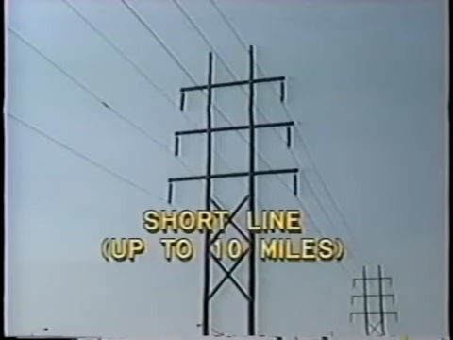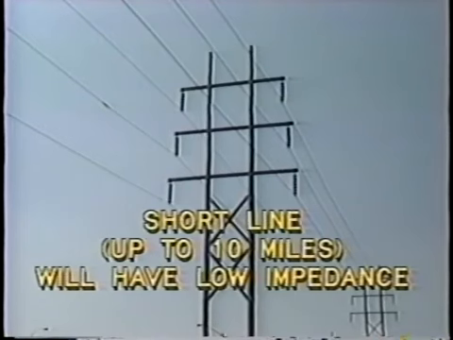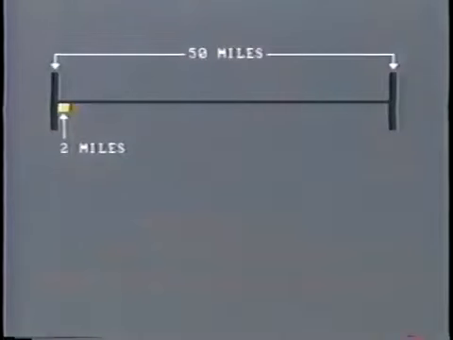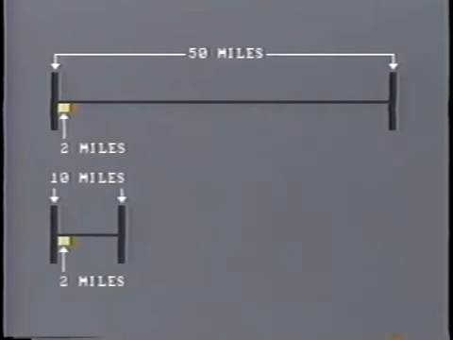This is used where the distance between each end of the line is quite short, say up to 10 miles. Indeed, at this short distance, other forms of protection, such as overcurrent or distance relays, are not very effective. Why is this? The problem with the distance relay is that the short transmission line will have quite low impedance, and therefore the relay will not be sufficiently accurate. A tolerance of, say, 2 miles is not too significant where the lines are 50 miles long, but it is certainly not adequate for protecting a 10-mile line.